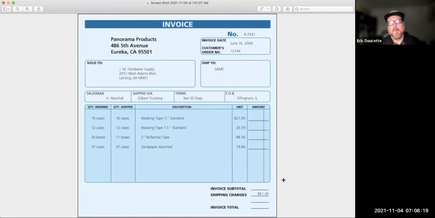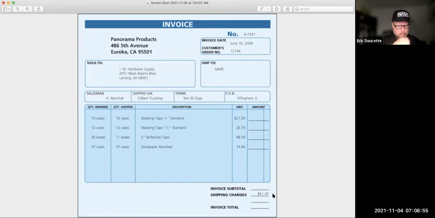The main thing you want to focus on is right in the middle, where you have the quantity ordered. You have 16 cases, quantity shipped 16 cases. This is masking tape, 1/2 inch standard. Each unit costs $21.90, so for the math you would take 16 times $21.90 and add that amount here. Then you have 1.5 inch masking tape. You have 12 cases of those, and each case is worth $26.79. So you do all the math across, and then you do the math down, and that gives you your total for your invoice.